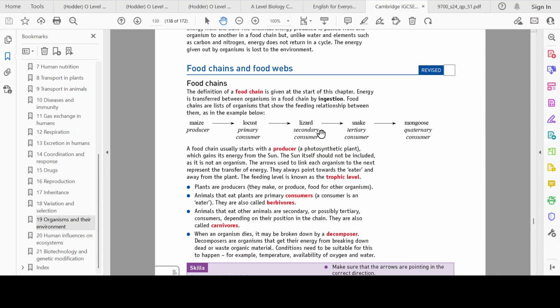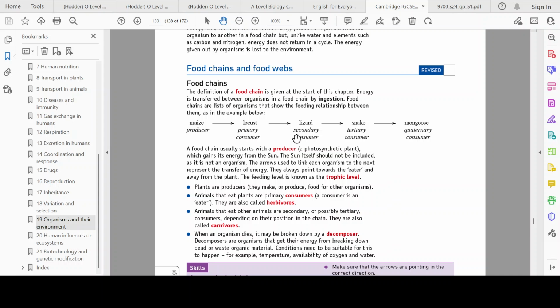Then you've got a lizard, which is a secondary consumer, it's eating the locust. You've got a snake, a tertiary, the third level consumer, that's eating the lizard. And then you've got a mongoose that's hunting the snake, so that's a quaternary level consumer, that's the fourth, right? And so you've got 5 trophic levels in this food chain, right? The maize being the first trophic level, then this is the second, even though it's the primary consumer, but in terms of level, it's number 2 and 3, 4, and 5.